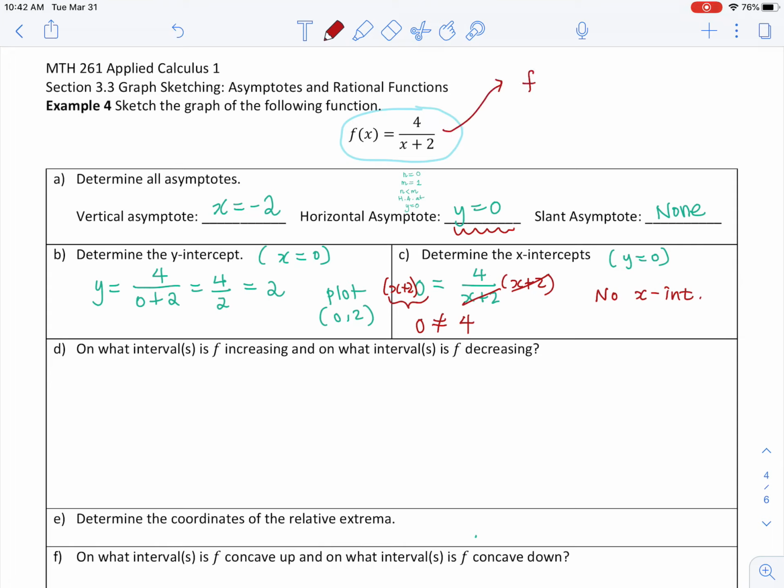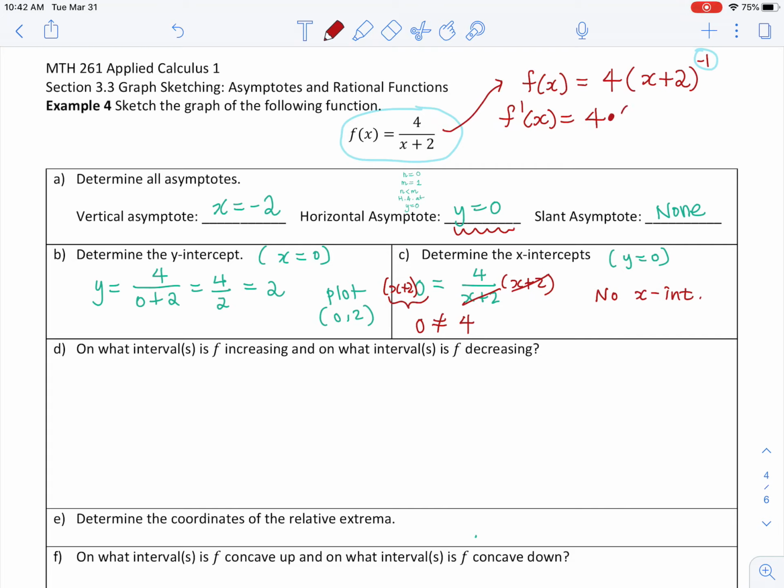All right, I'm going to go ahead and rewrite my f of x. Take a look. This is pretty neat. I can write this as 4 times x plus 2 raised to the what power? Negative first power. I can do that. We can rewrite it. And then we can take the derivative of this f of x. That's going to be 4 times. Leave that 4 alone.